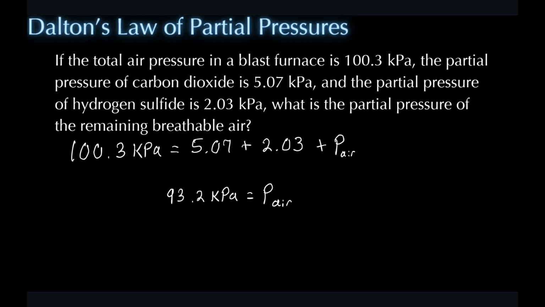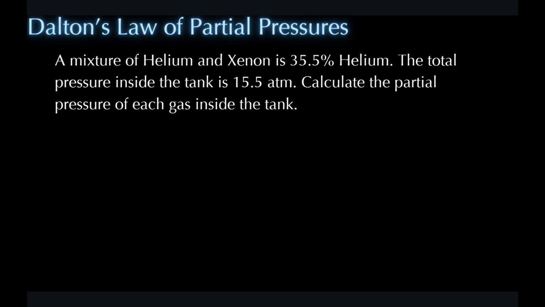Alright, now let's go ahead and take a look at our next example, which is a little bit more involved. So let's say that I have a mixture of helium and xenon that is 35.5% helium. The total pressure inside the tank is going to be 15.5 atmospheres. We need to calculate the partial pressure of each gas inside of the tank.